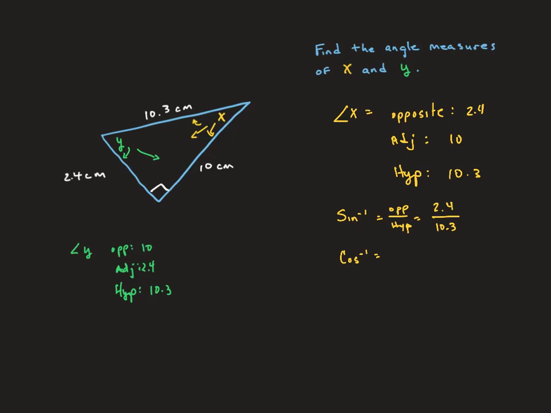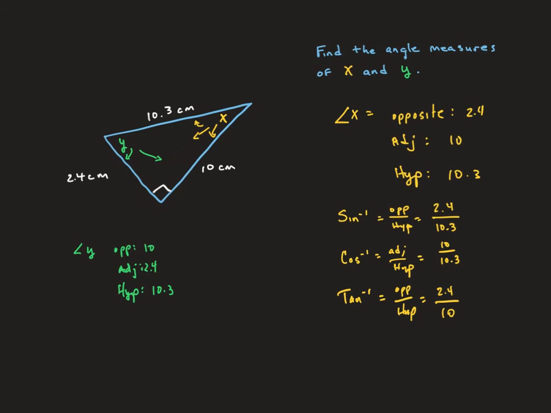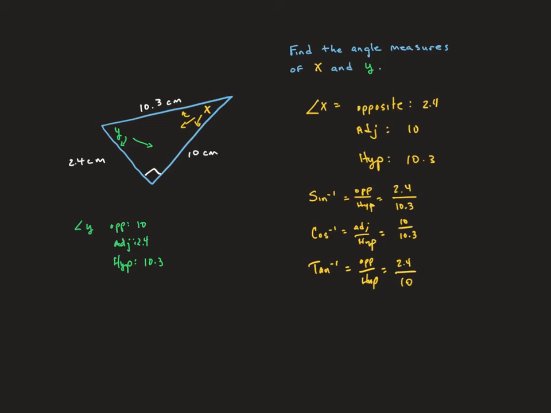Arc cosine is going to be the adjacent over the hypotenuse, which is going to be 10 over 10.3, and then the arctan is going to be the opposite over the adjacent. The opposite, we said, was 2.4 over the adjacent, which is just 10. And plugging those into the calculator, let's hope we get the same answer.